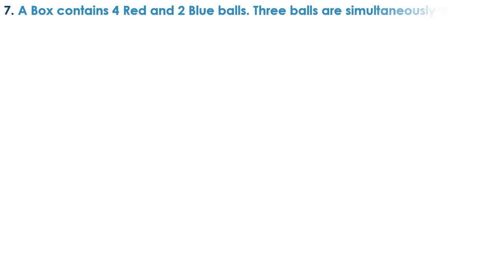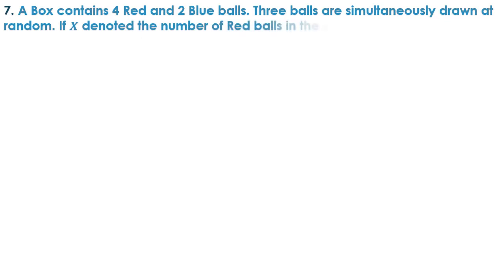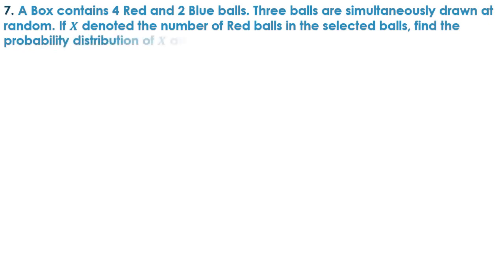Question number 7. A box contains 4 red and 2 blue balls. 3 balls are simultaneously drawn at random. If X denotes the number of red balls in the selected balls, we have to find the probability distribution of X and also find the expected number of red balls.